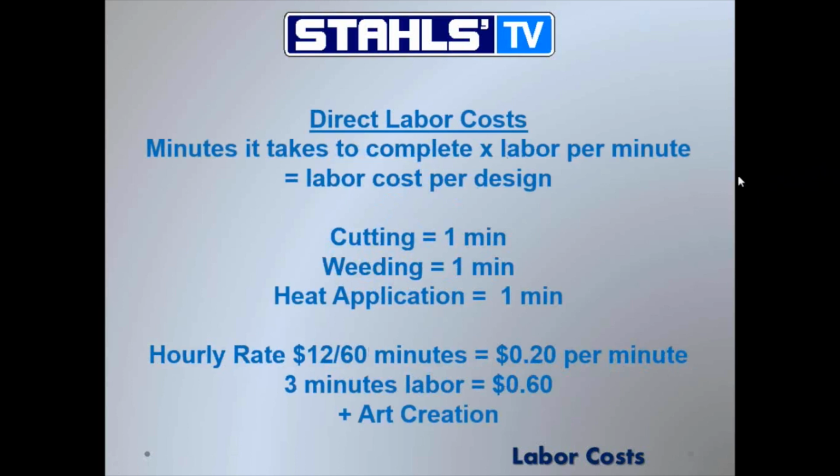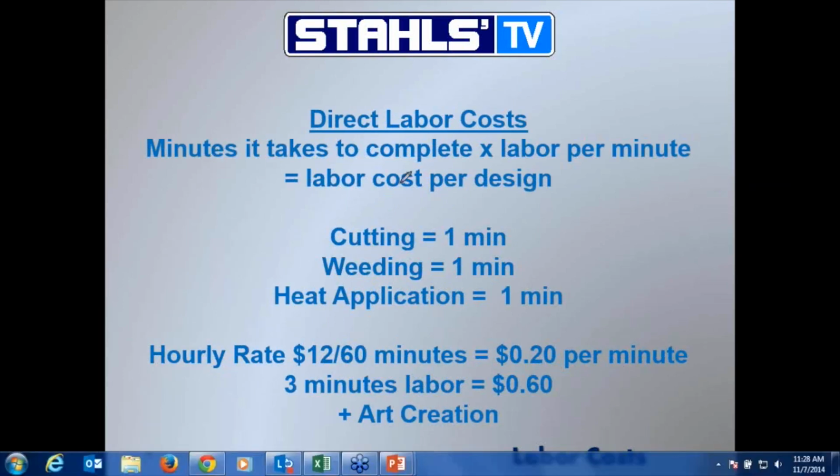So I know this is text heavy, which I usually don't like, but it's the way it has to be for this one. So let me walk through it for you. So the direct labor cost, basically what we need to get to is we need to figure out how many minutes it takes to complete each particular step of the process multiplied by our labor cost per minute. So we want to start by getting our labor cost per minute, which is actually at the bottom of the screen. So our labor cost per minute may be different for cutting and weeding than it is for heat application. This is really how much you're paying the person that's completing these tasks.